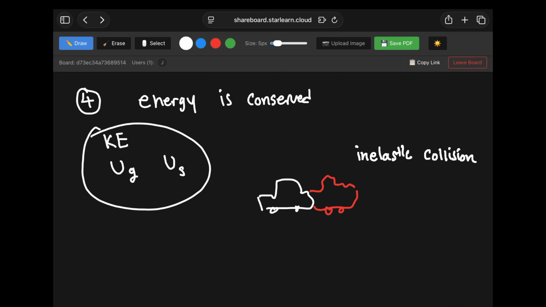Energy is actually lost to heat and friction, and it goes out of the system. So think about heat. It goes away. It goes towards the air, the environment. So if you look at just the two cars, the energy is not conserved.